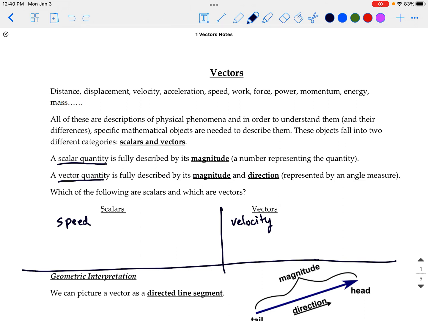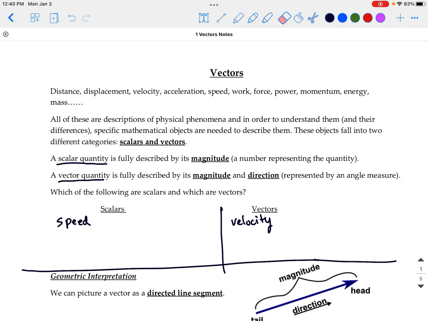What that's going to mean in a lot of cases is that the scalar quantity itself is going to be a measurement of some sort of vector. So in this case, if we're talking about speed and velocity, speed is going to be the length of the velocity vector. We're going to have to figure out what we mean by length. There's going to be a geometric interpretation that we focus on.